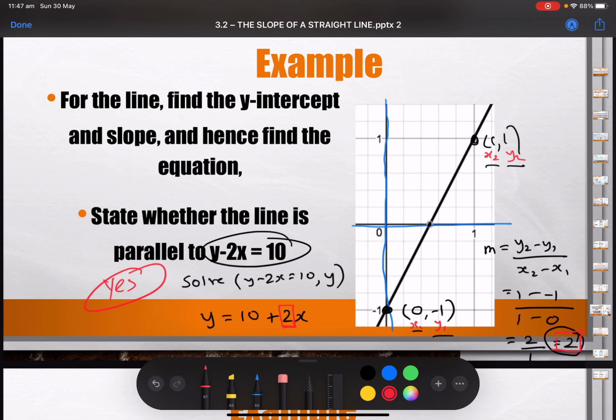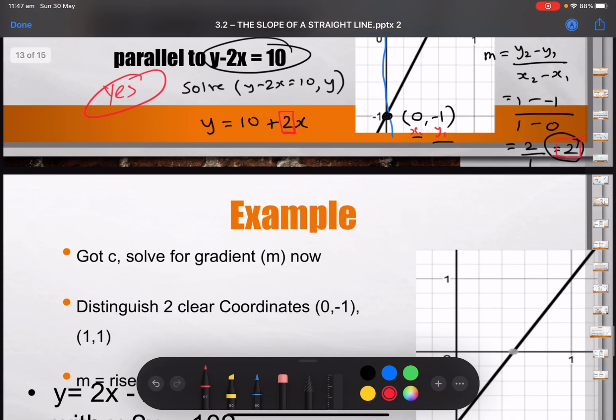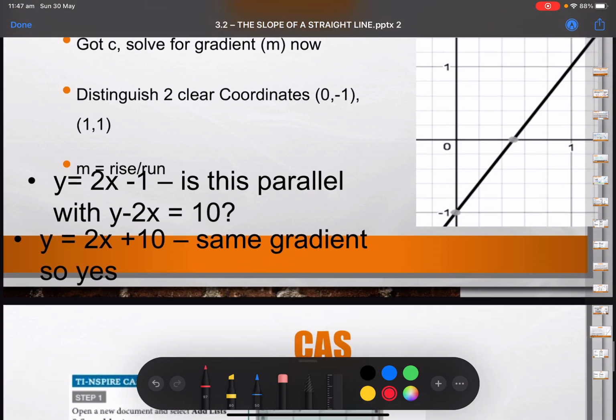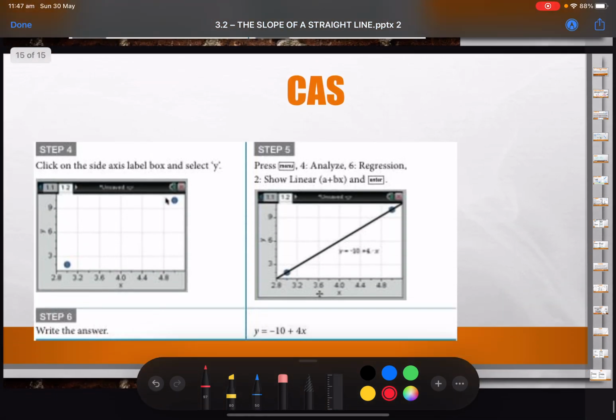All right, so follow the steps to figure out the gradient and then see if they are the same or not. This is just typed up for you, so you can go through that on your own. And again, I've got the calculator steps at the bottom.